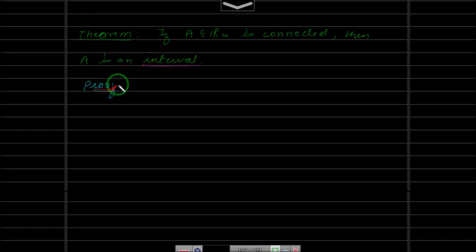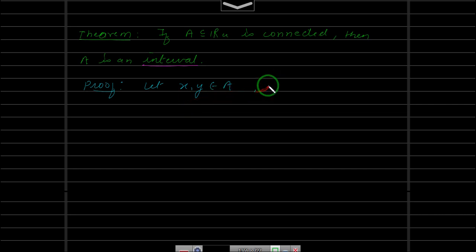And once you have the definition of interval, you can go and check why it is connected. I mean, you assume that it's connected and show that it's an interval. Okay, so let me assume that you know what an interval is, and to show that it is an interval, let us take 2 points in A. So let x and y belong to A.